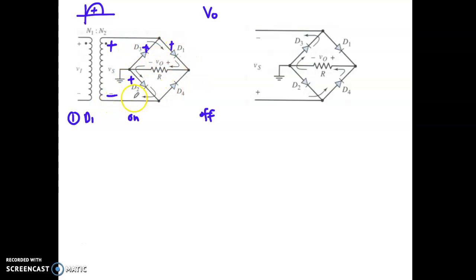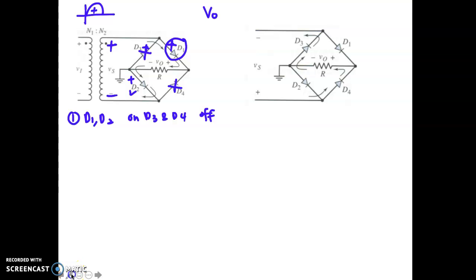So which diode will be on? Diode 1, 2, 3 or 4? When it's entering here with plus, diode 1 will be on, and diode 2 will be on. Diode 3 will be off. Diode 4 will be off. So here, diode 1 and diode 2 are on, and diode 3 and diode 4 are off.